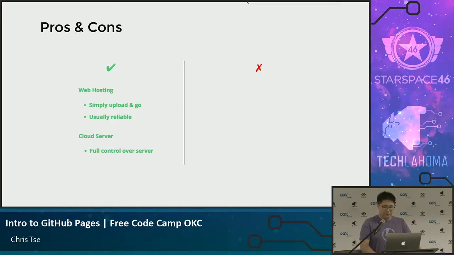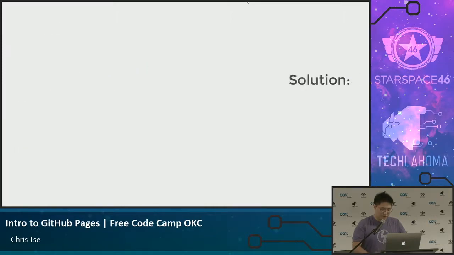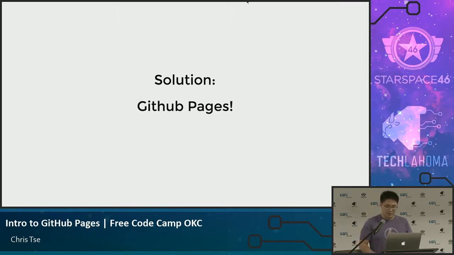And so the cons are fairly debatable, but we are only concerned with one con that is common between both of these, and that is that it costs money. And we don't like to pay for things if we can avoid them. Especially if you're still starting off and looking for your first job, you may not want to incur any more monthly payments than you need. So what's the solution? As you may have guessed from the topic of today's talk, it is GitHub Pages.